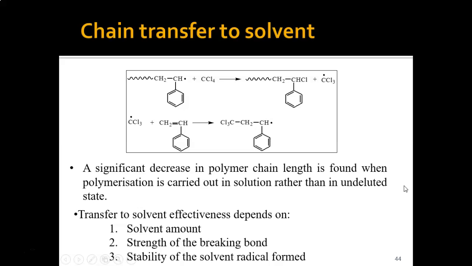Chain transfer to solvent. A significant decrease in polymer chain length is found when polymerization is carried out in solution rather than in the undiluted state. Transfer to solvent effectiveness depends on solvent amount, strength of the breaking bond, and the stability of the solvent radical form. For example, this is the structure of polystyrene together with the radical site reacted with the solvent chloroform to produce polystyrene together with the chlorine attached to it, and CCl3 in radical form.